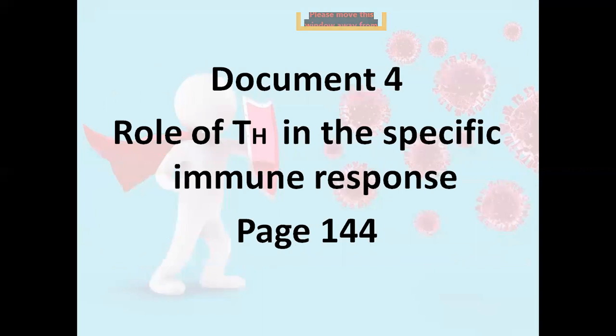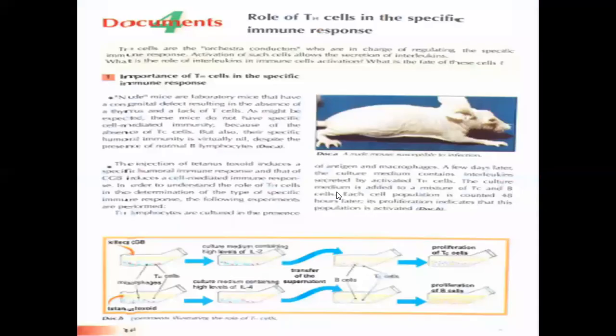Document 4, role of the T helper in the immune response. Role of T helper in the specific immune response. T helper, pay attention to this statement. They are the orchestra conductors who are in charge of regulating the specific immune response. Activation of such cells allows the secretion of interleukins. This is what I said a few minutes ago. They are the orchestra conductors.